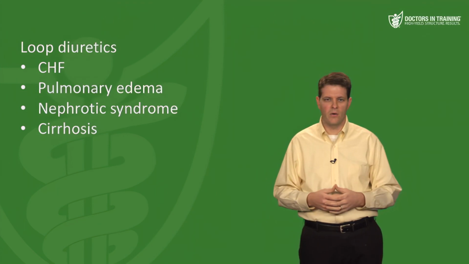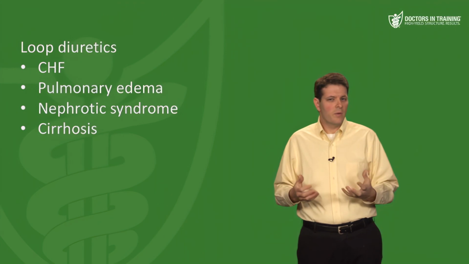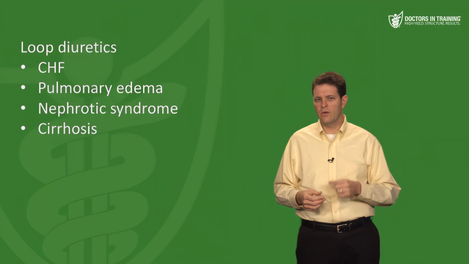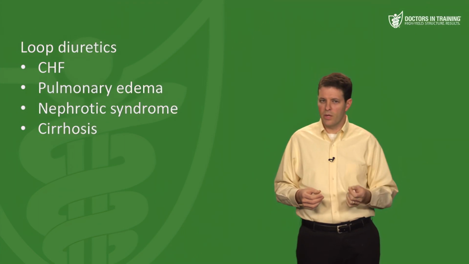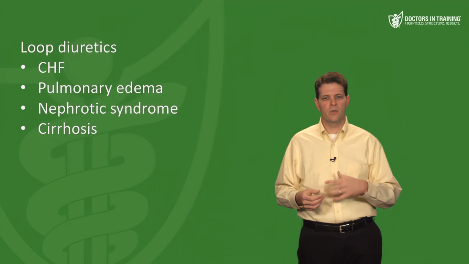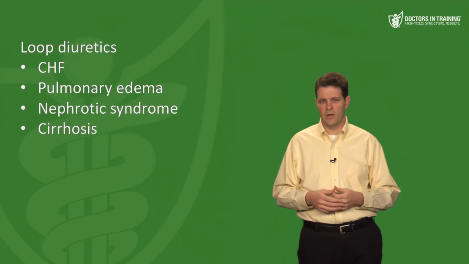You might use a loop diuretic. The loop diuretics are the most potent diuretics that we have. Now, loops are not commonly used for hypertension. They do reduce blood volume, they do reduce the blood pressure some, but it's much more common to treat hypertension with a thiazide diuretic than with a loop diuretic.